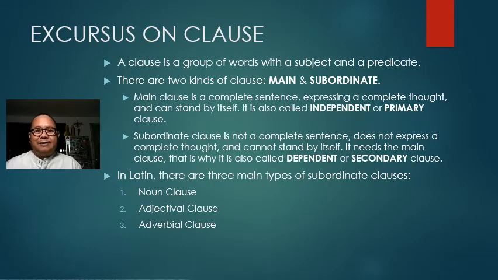Now, in Latin, we identify three kinds of subordinate clauses. You have noun clause, adjectival clause, and adverbial clause. As we go along with our lessons, we will meet these kinds of clauses in future lessons. But as for today, we are focused on number 2, adjectival clause. An example of this in Latin is the relative clause.